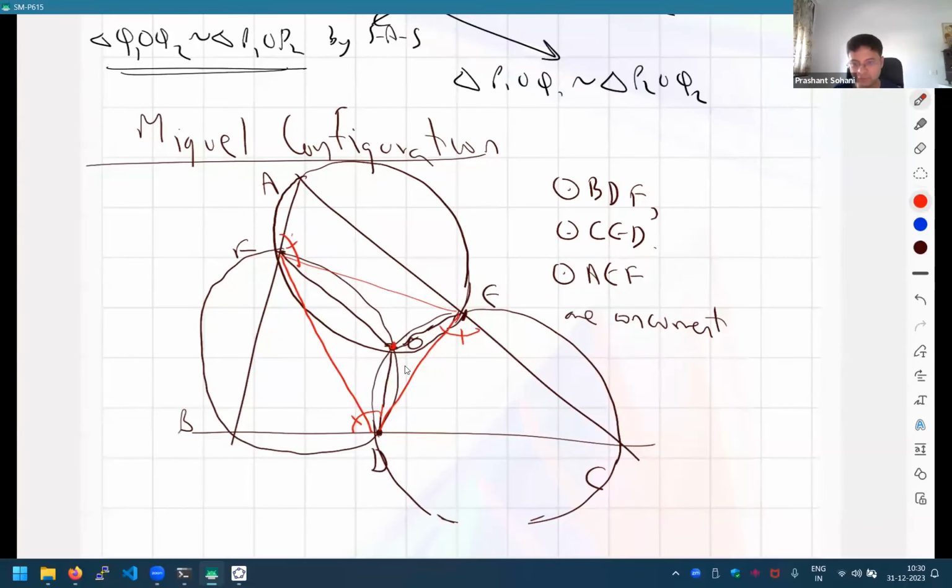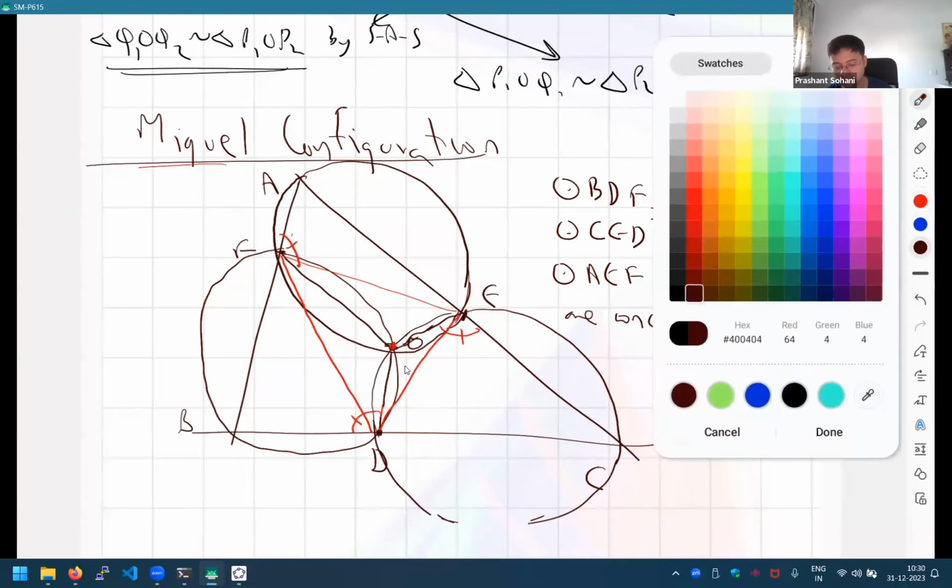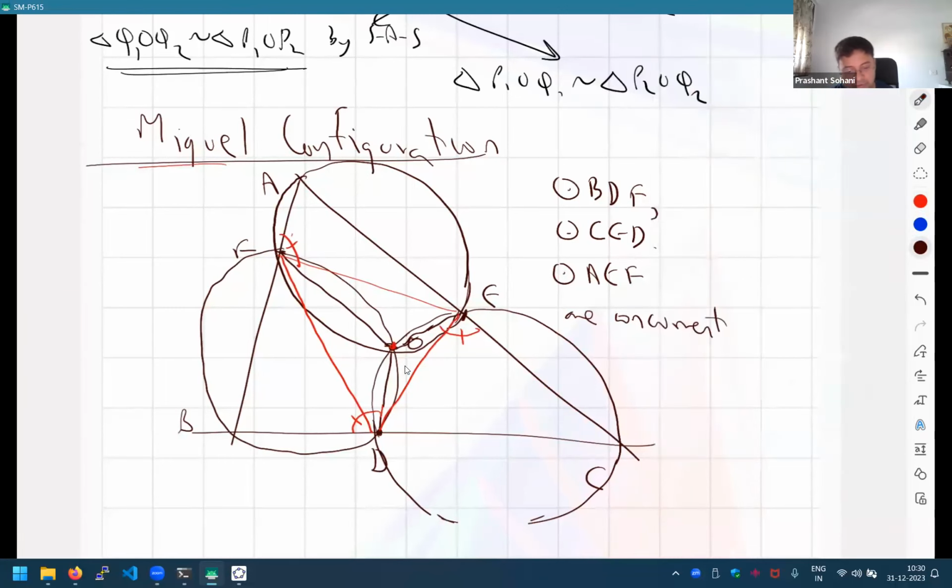So I would suggest you spend more time with this Miquel configuration. It is a very powerful idea, and it also has some relation to the four lines in general position which you may have studied. How the general position lines are mapped to this exactly, I may talk about in some other lecture in the future. But for now, I just wanted to illustrate this.